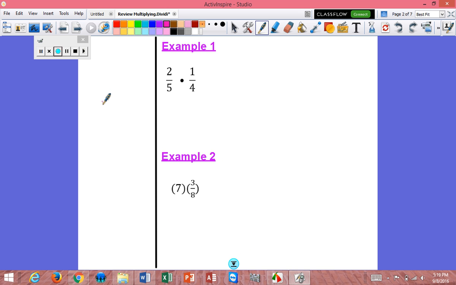Alright, so we're going to do some examples together. Keep in mind, like with any fraction problems, if it's an improper fraction, we want to make it a mixed number. And if it can be reduced, we want to reduce it. We've got to have our answers in simplest form.